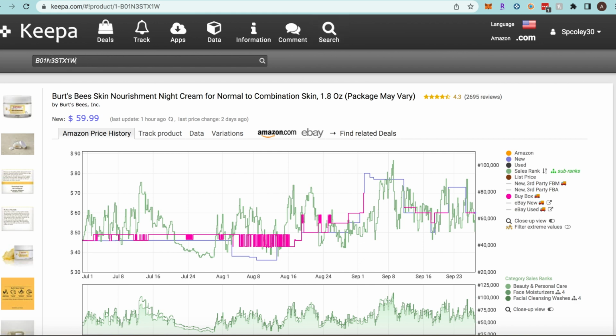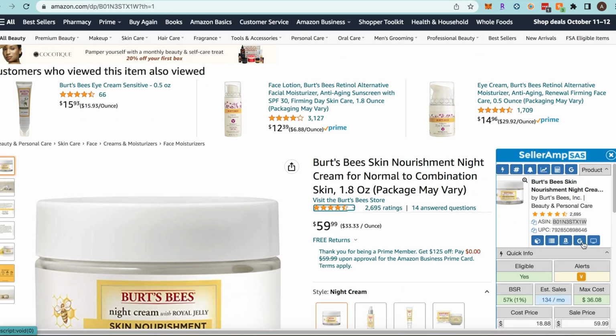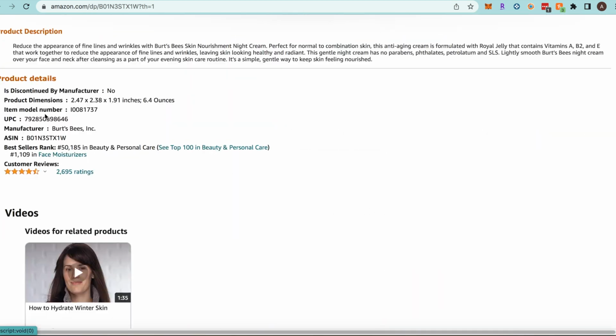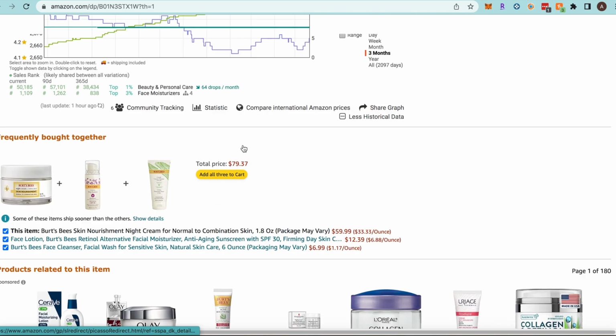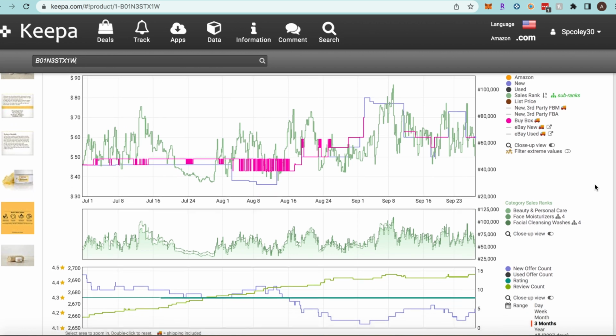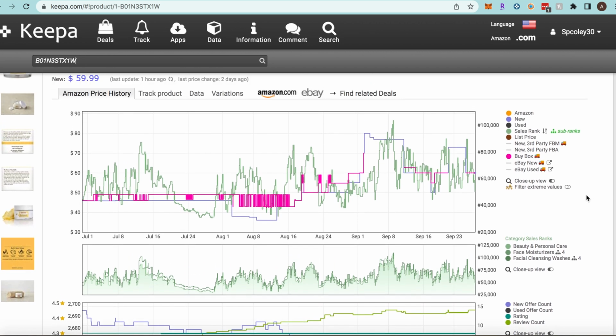That'll bring up this little search box and you can paste the ASIN. I find the ASIN on the page straight from the Seller Amp extension as well, brings up the ASIN here. Otherwise, normally on a listing, if you scroll down far enough, you should be able to find the ASIN there as well. So first we'll look at what all these lines mean here, and then later we'll show you how to use them to evaluate if it's a good product or not.